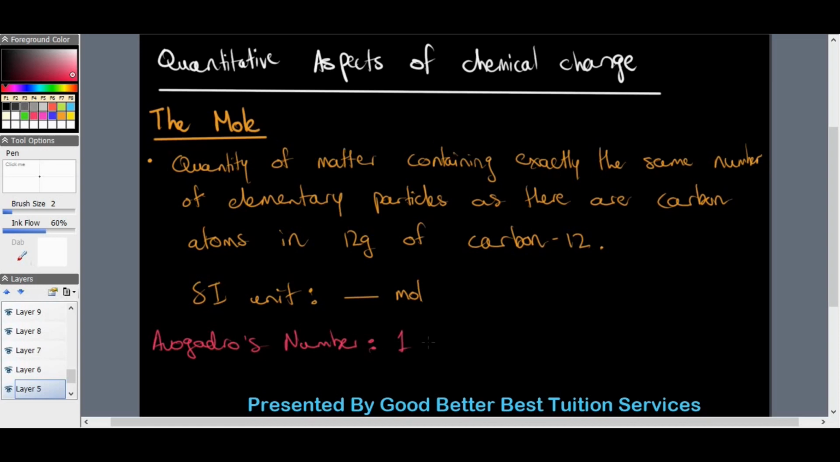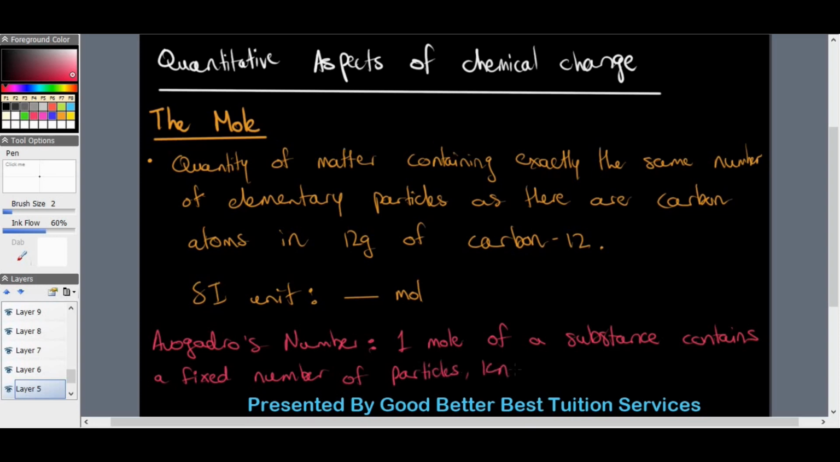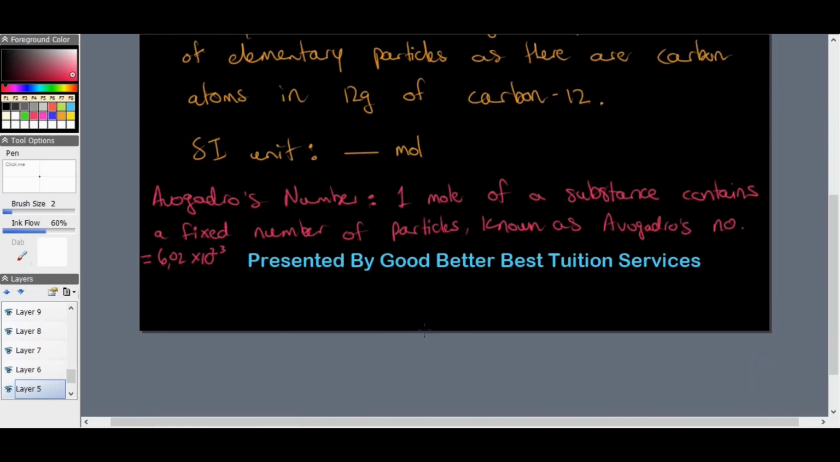Avogadro's number says that 1 mole of a substance contains a fixed number of particles, and that's known as Avogadro's number. Did I spell it correctly? Avogadro's number, I'm going to use NA for now. And that value is equal to 6,02 times 10 to the power of 23.